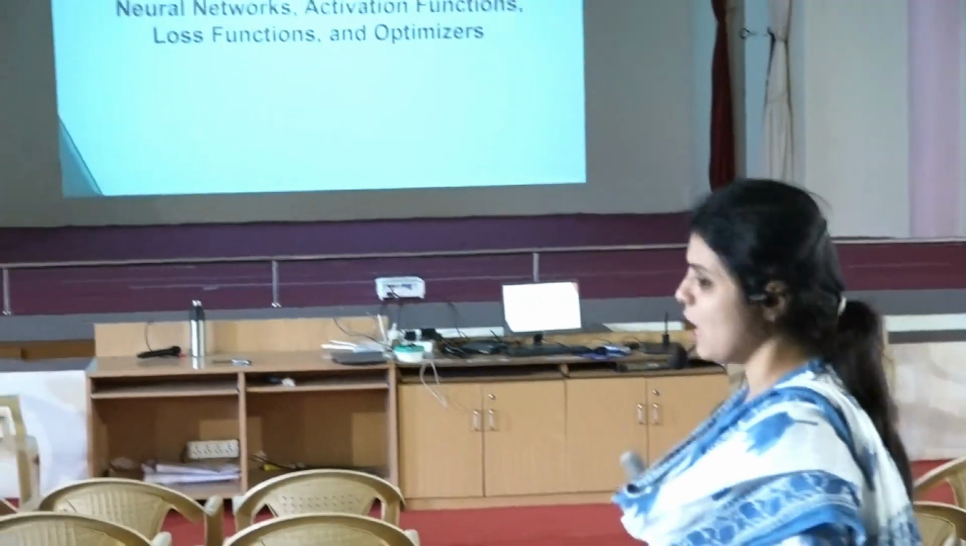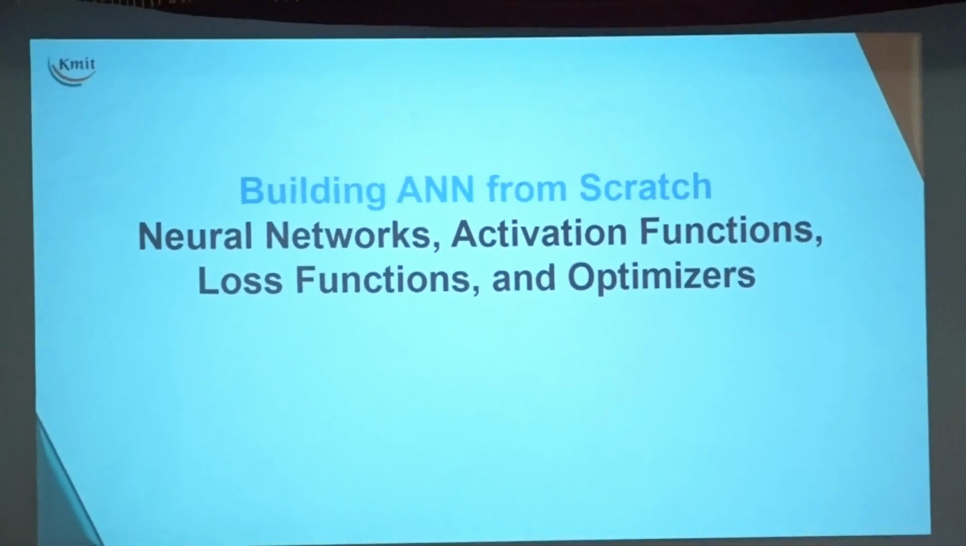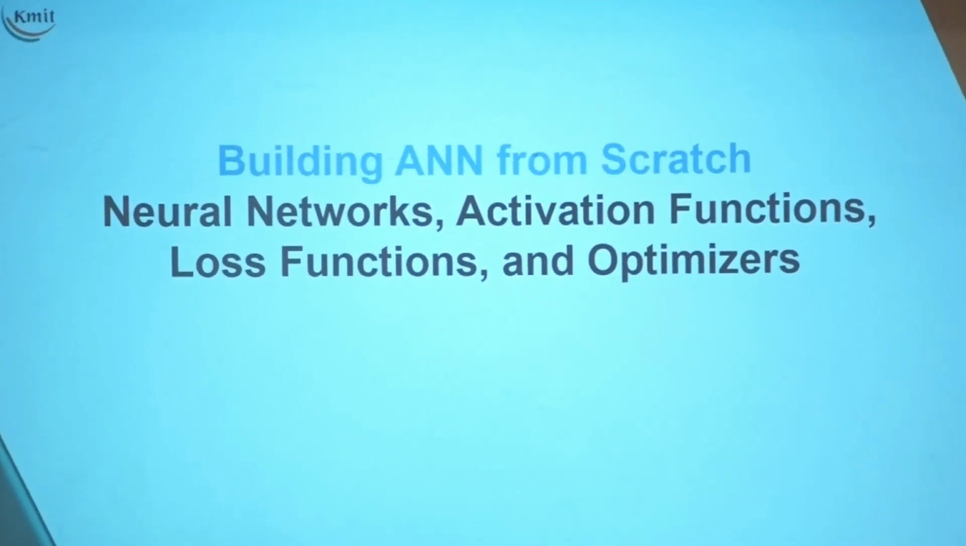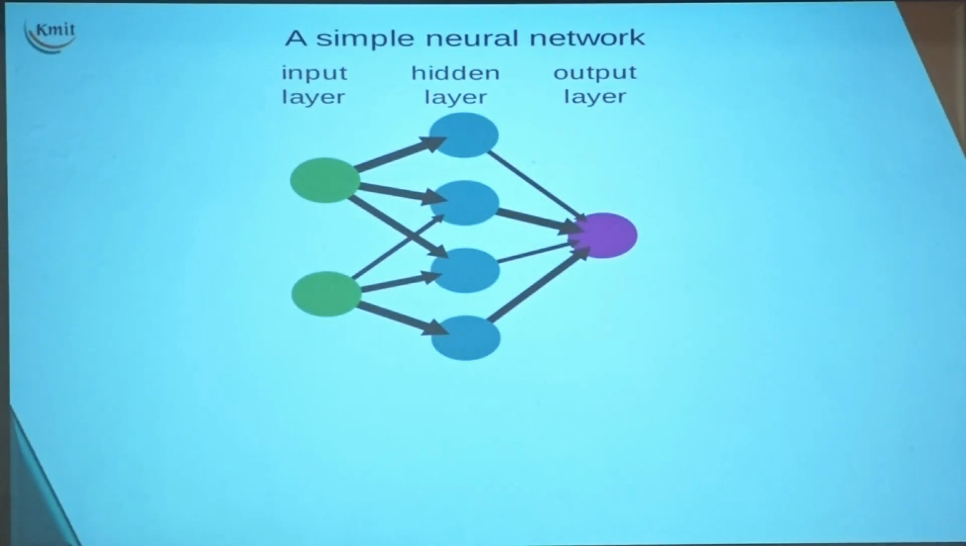Okay, so for building ANN networks, what do we need? We need to understand how neural networks work. We need to understand about activation functions. We need to understand about loss functions, and we also need to understand about optimizers. So this was the simple neural network that we have seen, which has 3 layers.